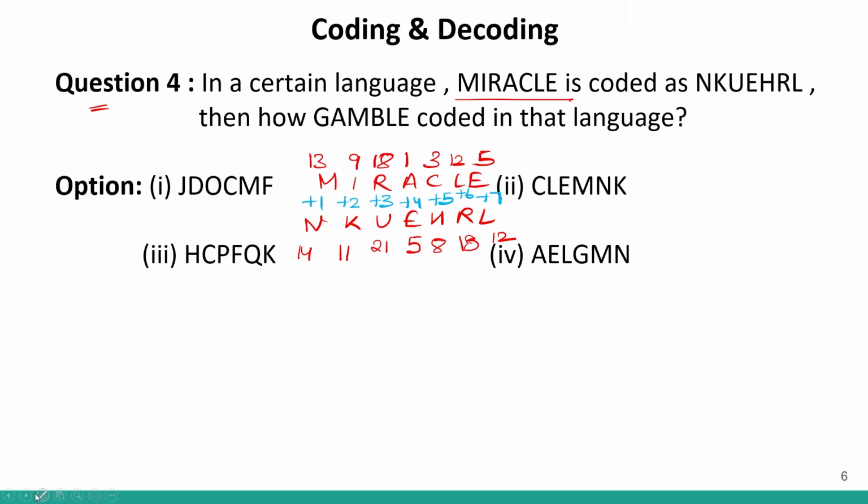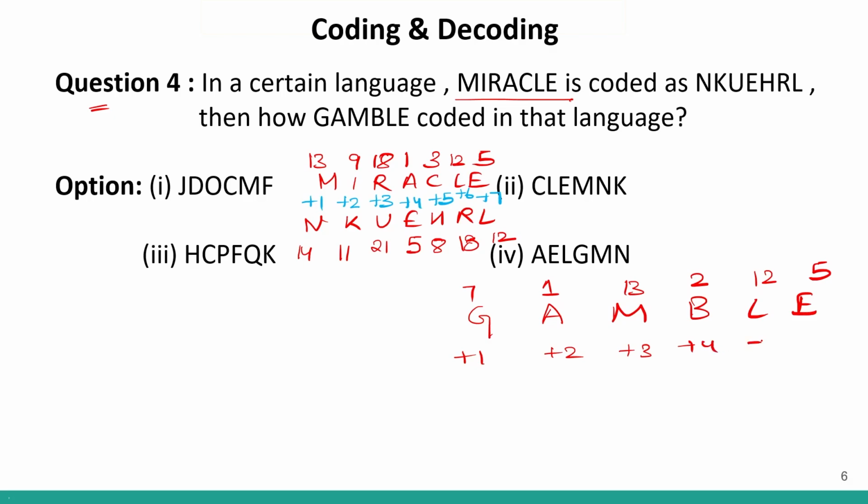So we will do the same thing for gamble also. Gamble will be written as GAMBLE. What are the forward ranks? G is 7, A is 1, M is 13, B is 2, L is 12 and E is 5. So now I will move plus 1, plus 2, plus 3, plus 4, plus 5 and plus 6 since there are 6 alphabets. So 7 plus 1 will give me 8th rank. 1 plus 2 will give me 3rd rank. 13 plus 3 will give me 16th rank. 2 plus 4 will give me 6th rank. 12 plus 5 will give me 17th rank and 5 plus 6 will give me 11th rank.